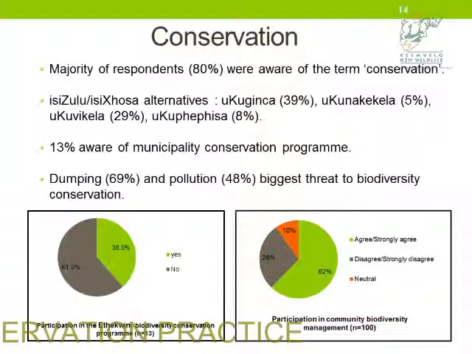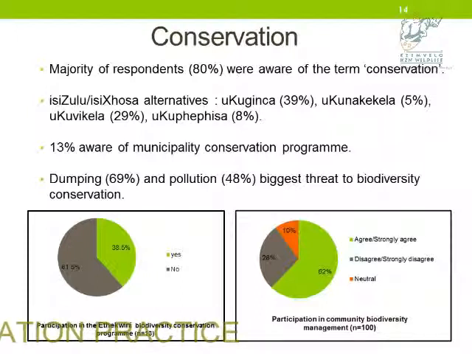In terms of conservation, 80% were unaware of the term conservation. And when we probed it again for isiZulu and isiXhosa alternatives, we found that the most popular words were ukugcina and ukuvikela. If we take these four words together, if we were to loosely translate them, they denote a sense of to protect, to keep, or to enhance. So we do see again that even though they do not know the English or scientific terminology of conservation, they do, in a sense, have some sort of conceptualization of what conservation would entail.